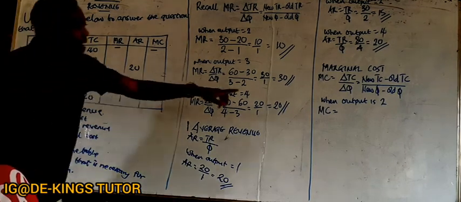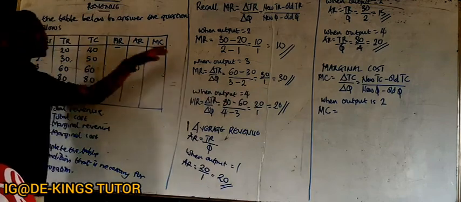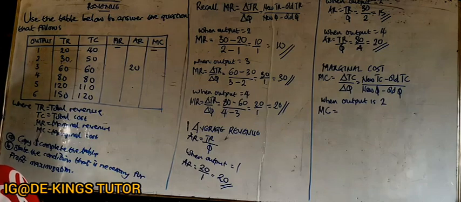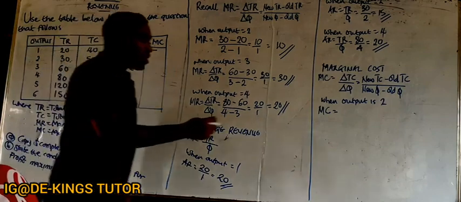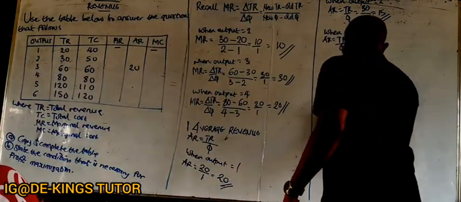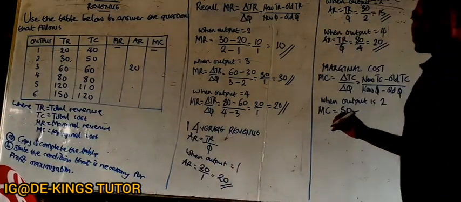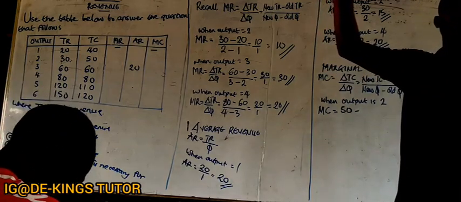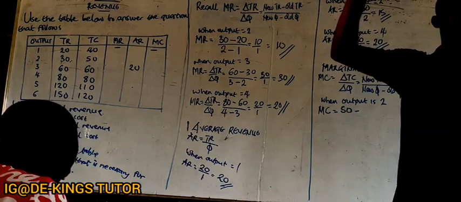Now, we are talking about the cost, not the revenue. So the change in total cost, the new total cost when output is 2, will be 50. So we have 50 minus what's the old? 40. You don't know how we got 50? Let me see your hand.